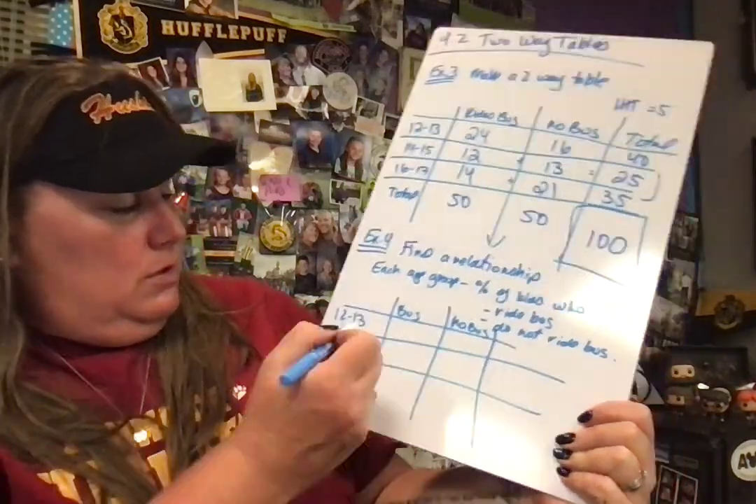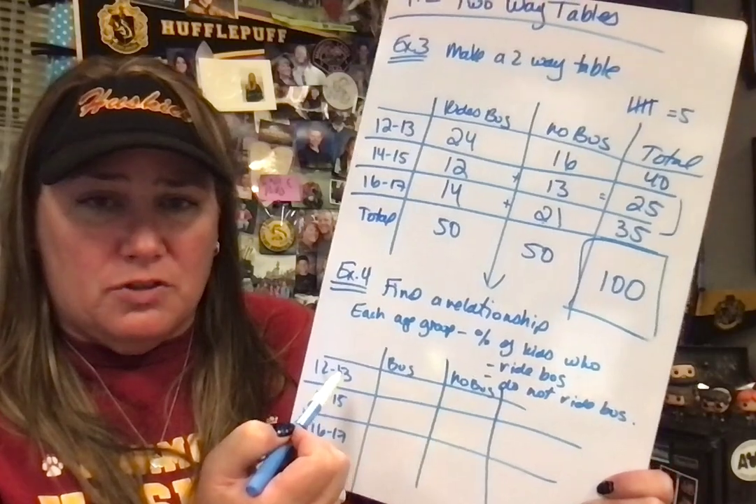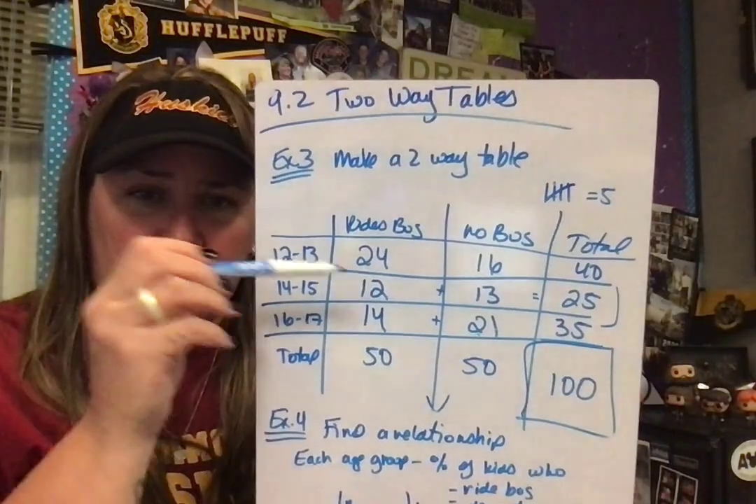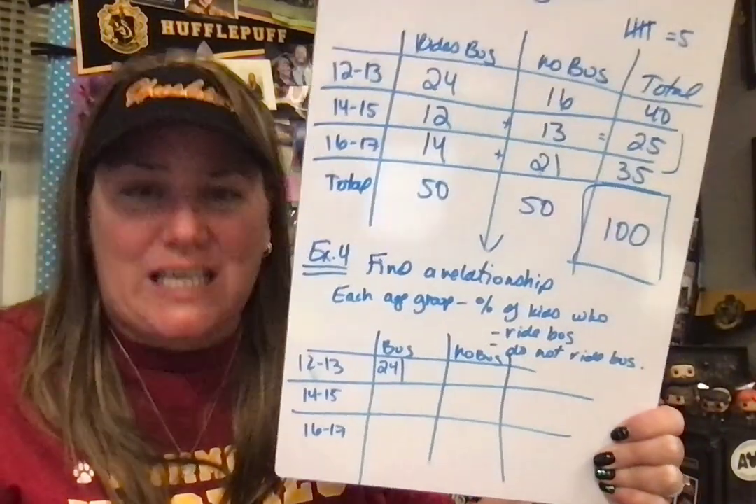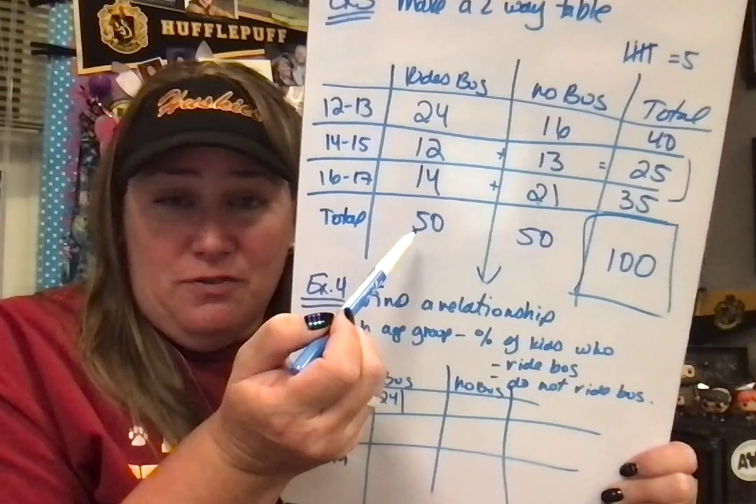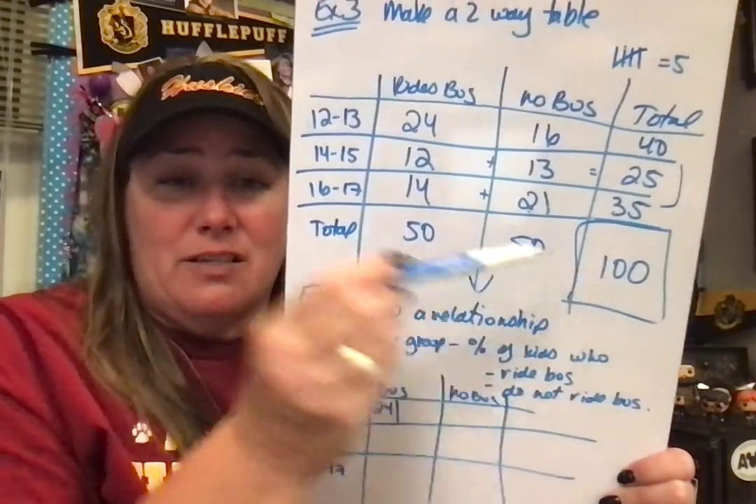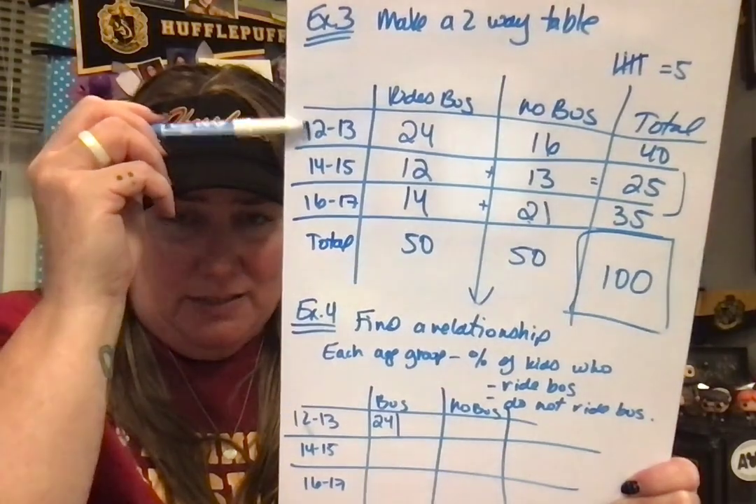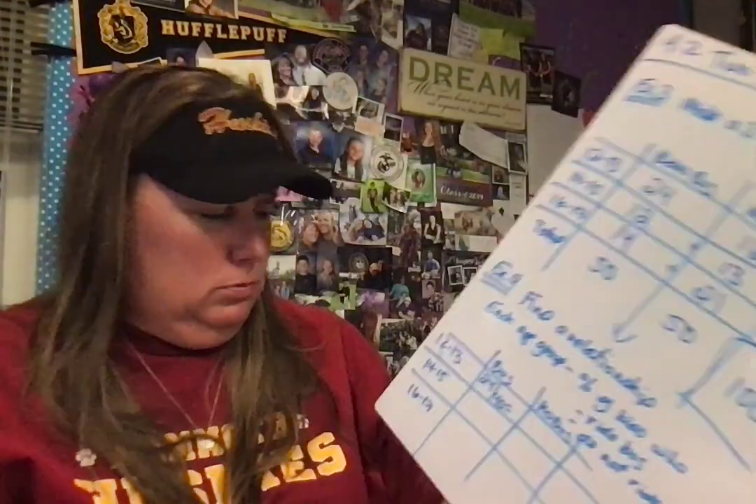Okay. What are the total number of kids who rode the bus in age bracket 12 to 13? Up here, 12 to 13, there's 24. Out of how many kids? It's not out of 50. It's not out of 100. It's the number of kids in this age bracket. So 24 out of 40. Oh, I didn't give myself much room.